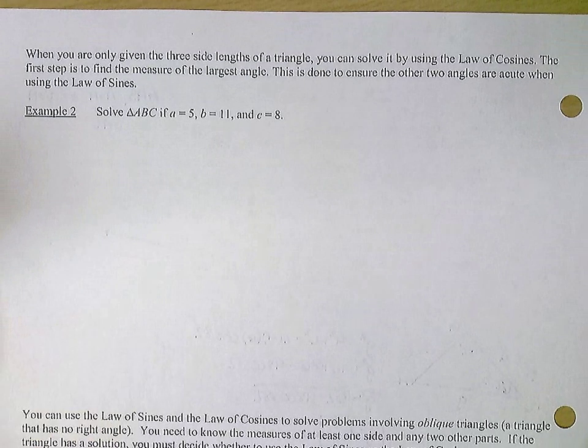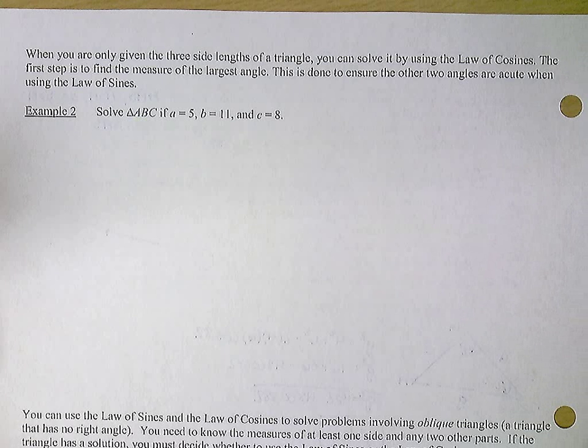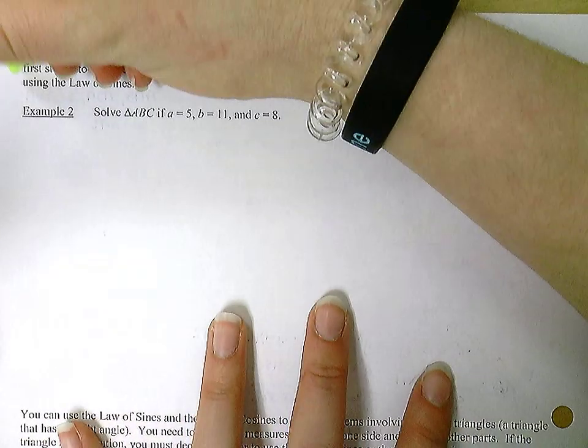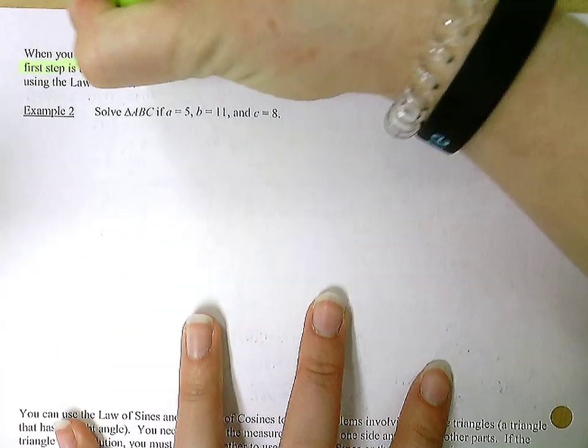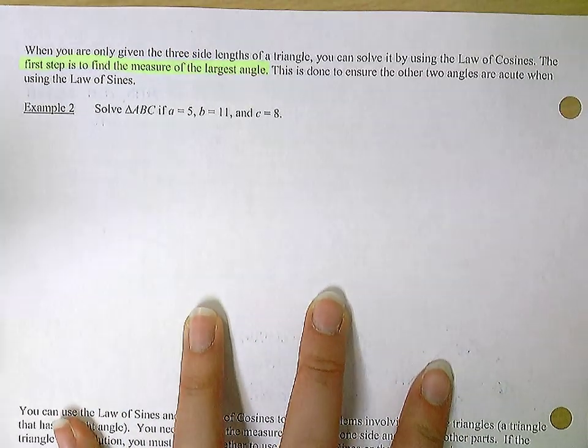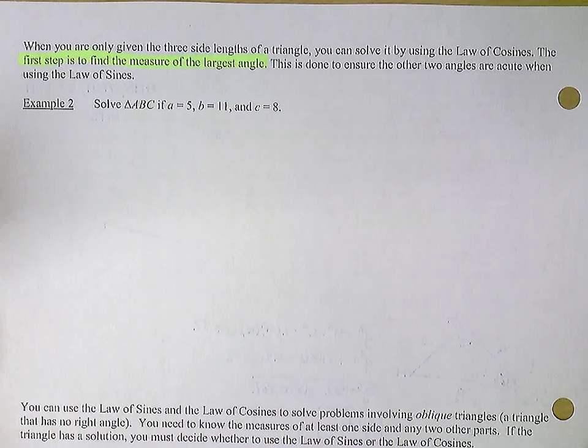All right, so when you're only given the three side lengths of a triangle, you can solve it by using law of cosines. So the first step is to find the measure of the largest angle. This is done to ensure the other two angles are acute when using law of sines.